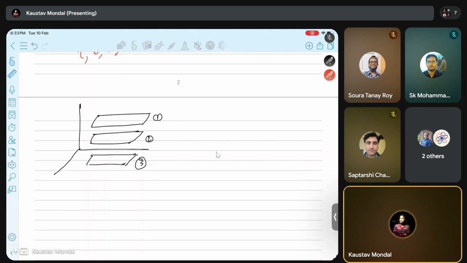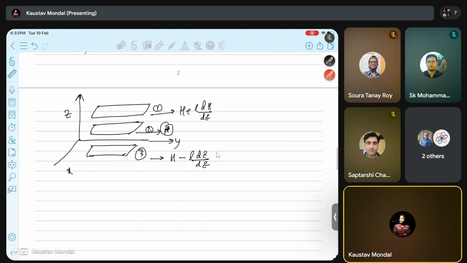Let's suppose any physical quantity, let's call it h. So the second layer has a reference physical quantity, that is h. The first layer has a physical quantity that is a bit higher than the reference one, h plus l dh/dz. So this coordinate I'm denoting as z, this as y, this as x. And the third layer has the reduced physical quantity h minus l dh/dz.